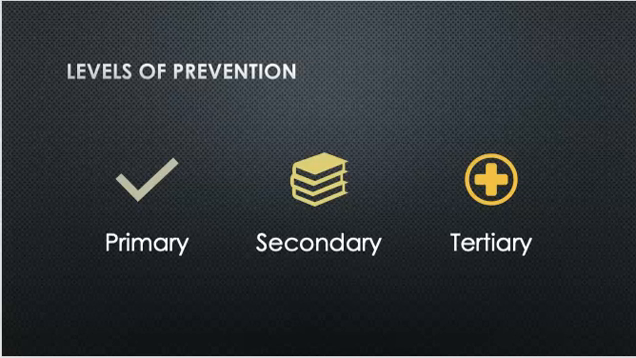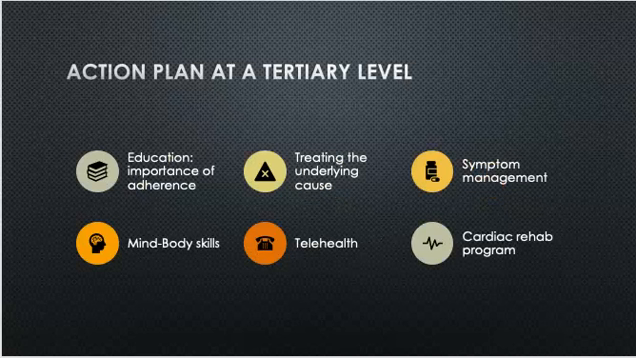Secondary prevention is the early detection and prompt treatment at the earliest possible stage. Tertiary preventions are implemented during the middle or late stages of a disease, and you want to alleviate disability and restore effective functioning. So for our program, we're going to be functioning at a tertiary level.